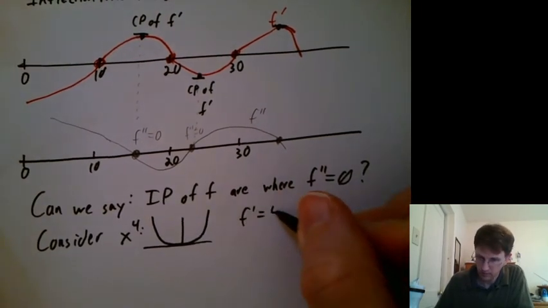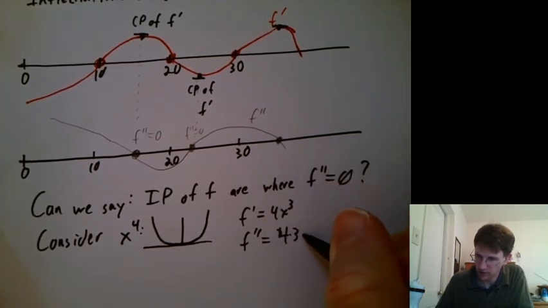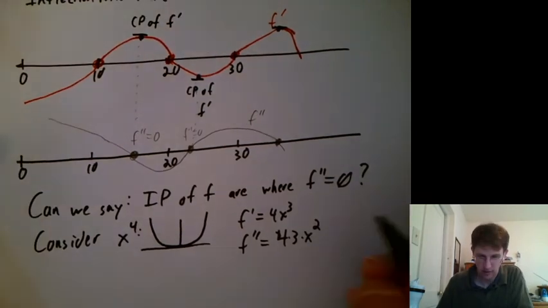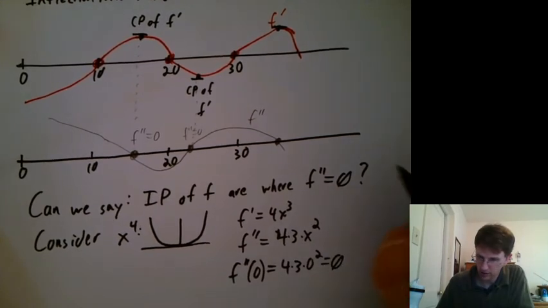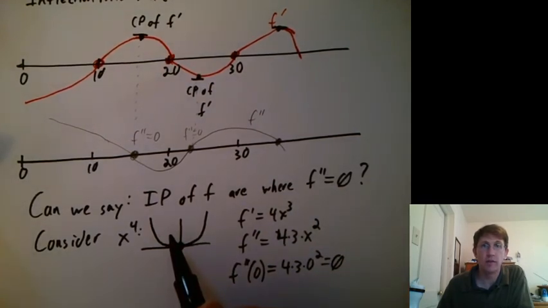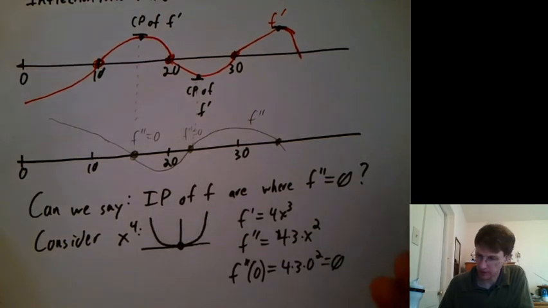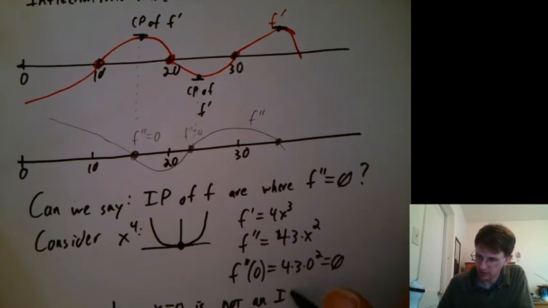What's f prime? 4x cubed. f double prime, 4 times 3 times x squared. What is f double prime of 0? 4 times 3 times 0 squared, which is 0. So that point right there has f double prime being 0, but is that an inflection point? Nope. f is concave up on this side, f is concave up on that side. So x equals 0 is not an inflection point.